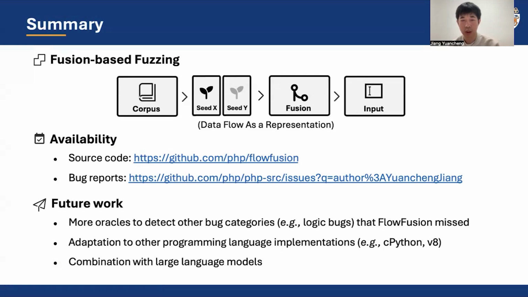Here are some future works we might explore. For example, we can introduce more test oracles to detect other bug categories that FlowFusion missed. And we are also happy to adapt this method to other programming language implementations like CPython or JavaScript. Additionally, we can also combine it with a language model to have smarter seed combination for fusion.